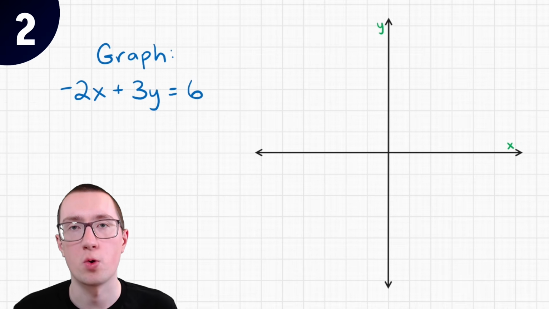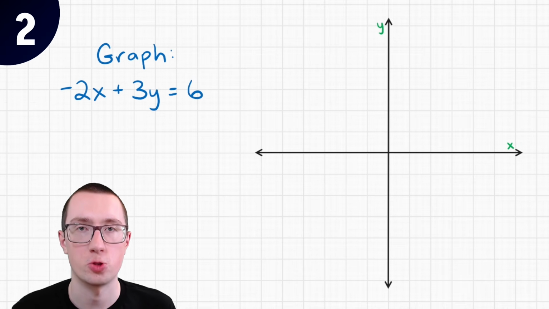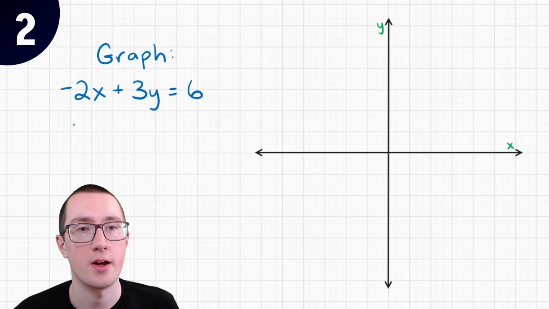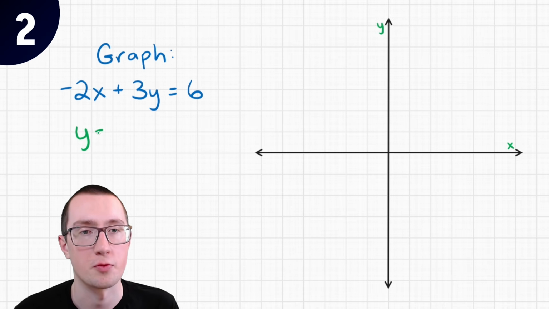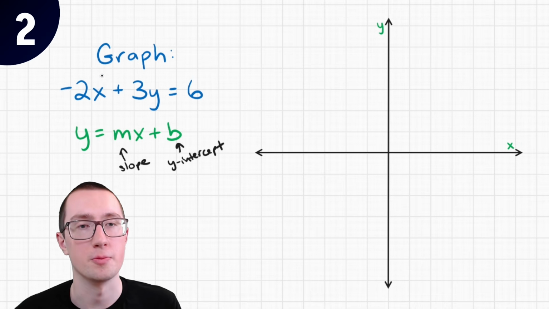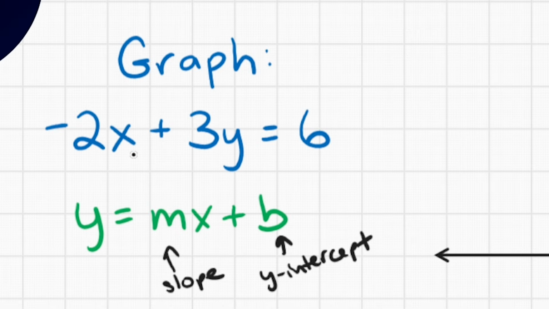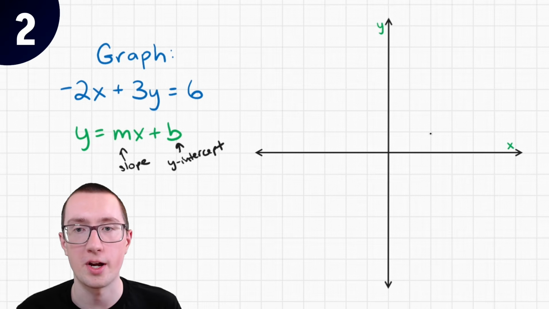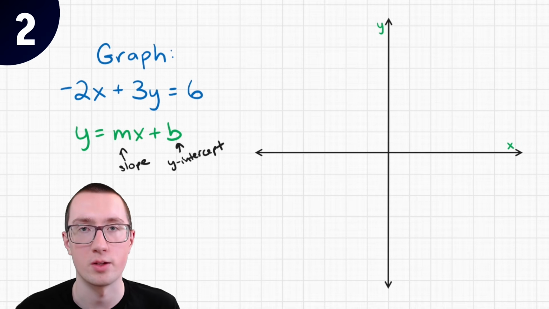So here's a really important skill that you need to have for your final, and that is to be able to graph a straight line. Now, in my opinion, the easiest way to graph a straight line is using slope-intercept form, which is y equals mx plus b. The m in this equation stands for the slope, and the b stands for the y-intercept. But there's just one problem. This equation here is not in slope-intercept form. So in order to graph this on our graph, we need to turn it into y equals mx plus b.